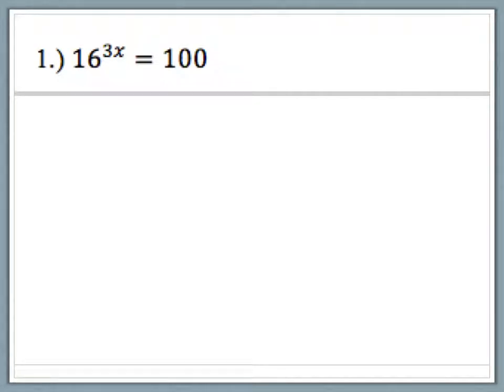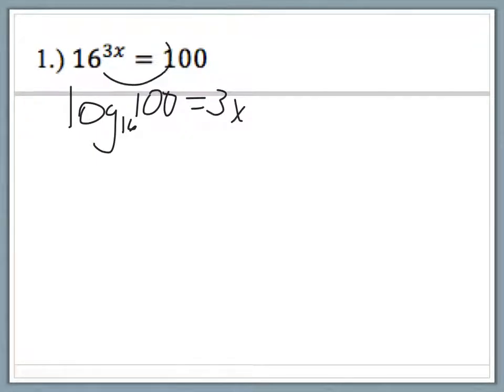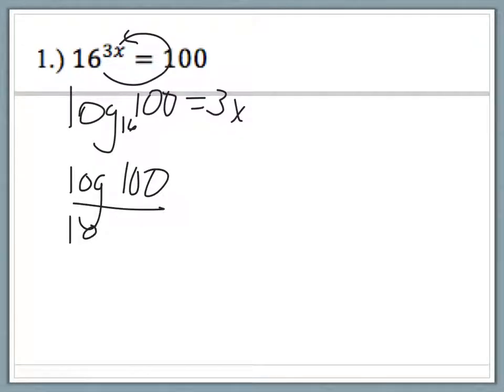Alright, so first thing I'm going to do is rewrite this as a logarithm. So I'm going to write log base 16 of 100 equals 3x. I'm just rewriting this as a log. Now if I look at log base 16 of 100, I can rewrite that using the change of base. That's going to be log of 100 over log of that base, so log of 16, equals 3x.